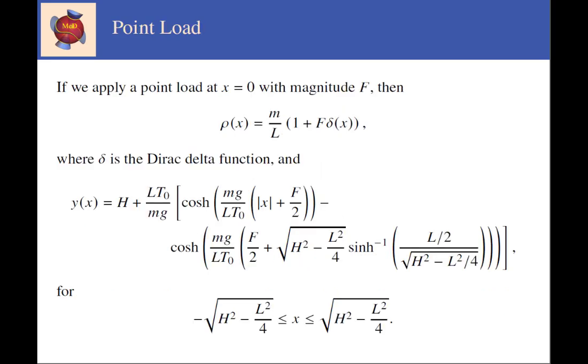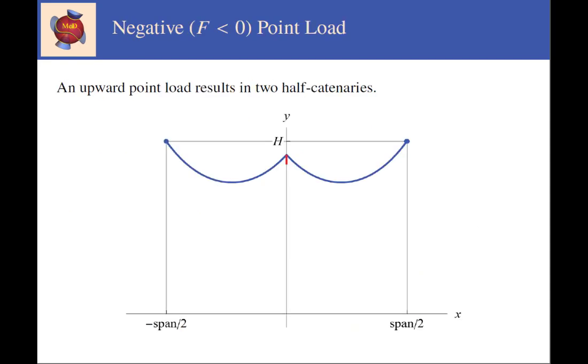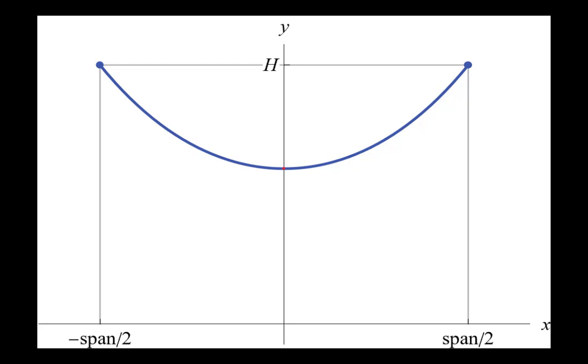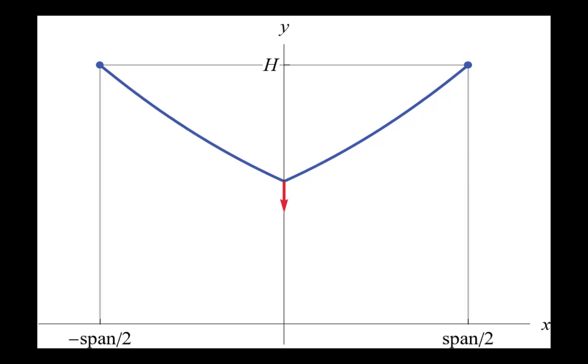If we apply a point load at the center of the chain, then we can solve for y as shown. Now this expression is a bit ugly, but it's essentially a constant plus a constant times a hyperbolic cosine minus another constant, so it's really not that bad. Now an upward point load, where F is negative, results essentially in two half catenaries, as does a downward point load, but in the limit as the load increases, the solution is almost piecewise linear. Here we see an animation with an upward force followed by a downward force. See how the curve is almost two lines at the end.